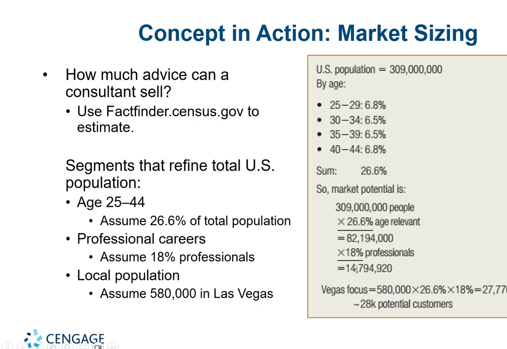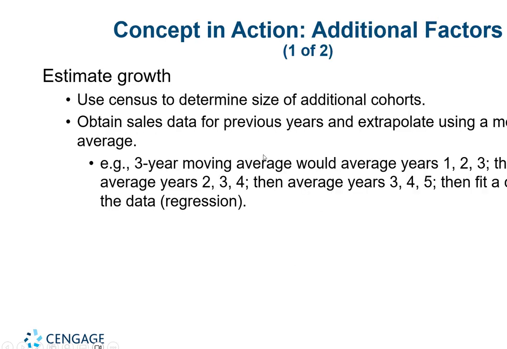In fact, we could do this calculation for smaller areas. If we're looking at a certain metro, say we look at the number of people in Las Vegas, we could do this calculation for a certain subset of the US population. So here we've got 580,000 people in Vegas. We've got to make some very broad assumptions here. We're not aiming for complete accuracy, but we'll assume that the proportion of people in this age range is the same as the US. So we multiply by 26.6% and then by the number of professionals, which is 18%.